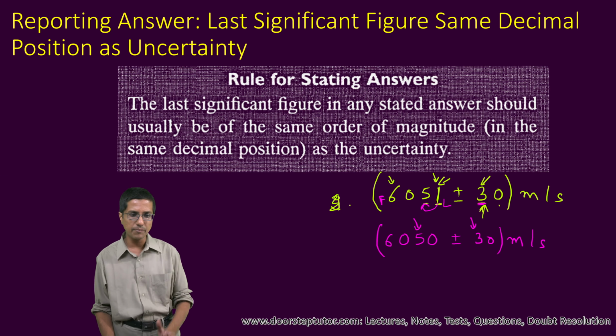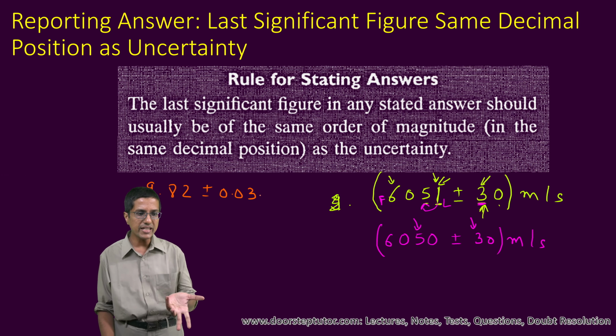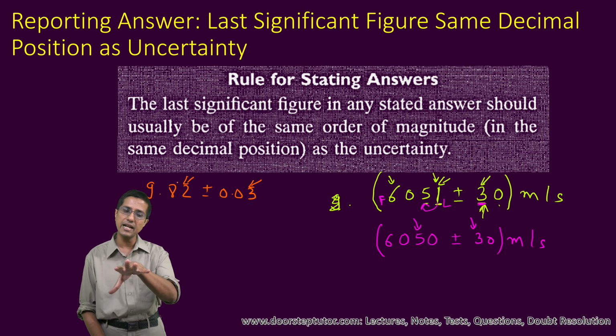Let's take another example and understand it a little bit better. Here I have 9.82 plus minus 0.03. This is my final result, this is how it has been reported. I don't really have to do anything because the significant figure is in the hundredths place, so I can keep the hundredths place here and I'm fine.